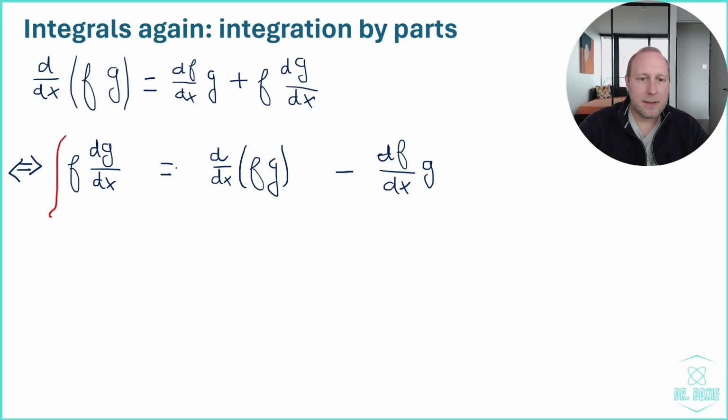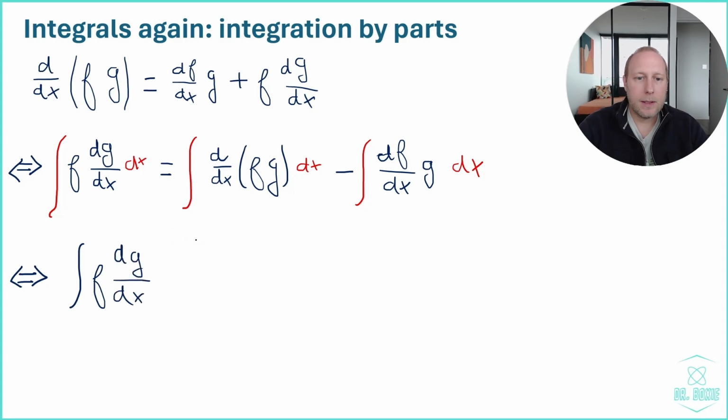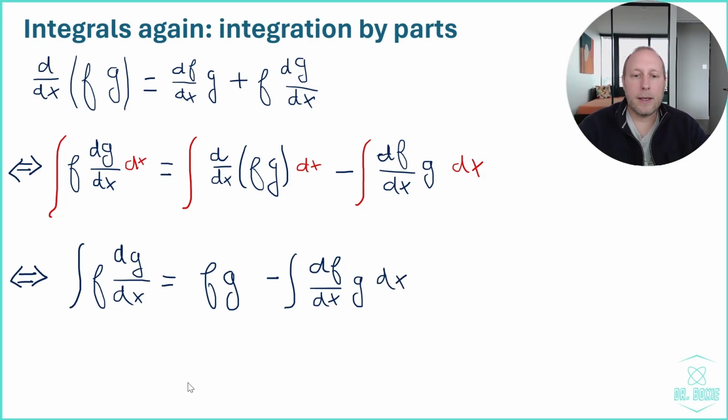And now we integrate both sides of this equality. So if we take the integral of this, we also need to take the integral of this here and of this. And then we use the fundamental theorem of calculus, which says that when we integrate a derivative, they cancel each other out. So the first term on the right-hand side just becomes f times g, and we find the formula that the integral of f times the derivative of g is equal to f times g itself minus the integral of the derivative of f times g.